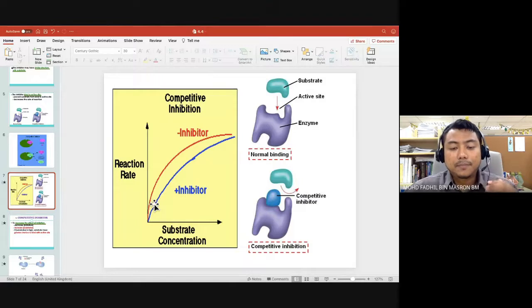Okay. But mengikut graf ni, as we increase the substrate concentration, mari kita tambah substrate lagi, the percentage of substrate tu untuk bind dekat active site lebih tinggi sebab jumlah substrate adalah lebih banyak daripada jumlah inhibitor dan enzim itu. Maksudnya sebab jumlah enzim tu kita kekalkan sama, jumlah inhibitor tu kita kekalkan jumlah yang sama, tetapi substrate tu kita tambah. So logik lah kan. Contohnya kalau saya ambil analogi yang paling mudah lah.